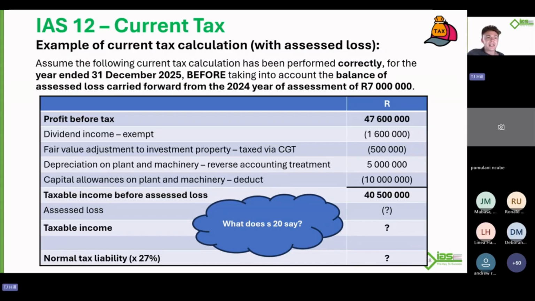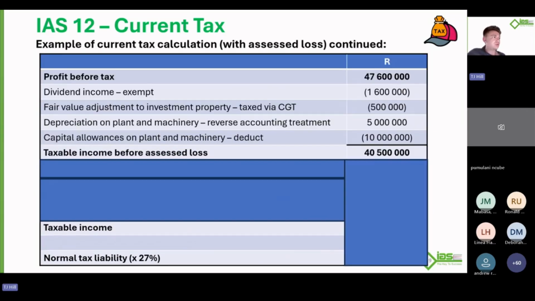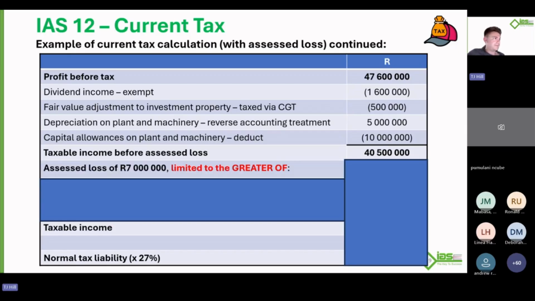Thus, I ended up in an assessed loss position of 7 million. As we said, that 7 million can be brought forward to this year. That was 2024, 7 million. Now we are bringing the 7 million to 2025, right? But it is limited to the higher of 80% of the taxable income before the assessed loss and 1 million.